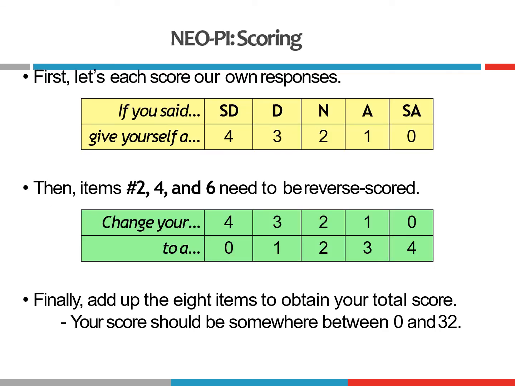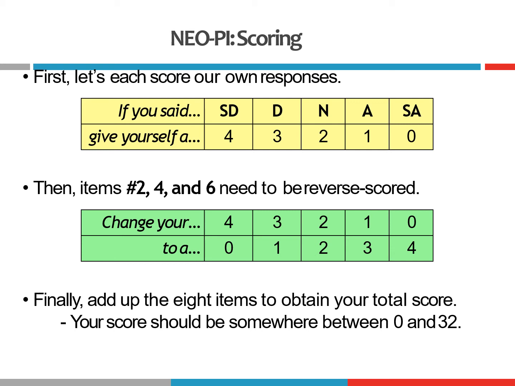Okay, and once you've completed that, now you're ready to calculate your score. Okay, so if you said strongly disagree, that would merit a 4. If you said disagree, that would merit a 3. Neutral, that would merit a 2. Agree, a 1. And strongly agree, 0.